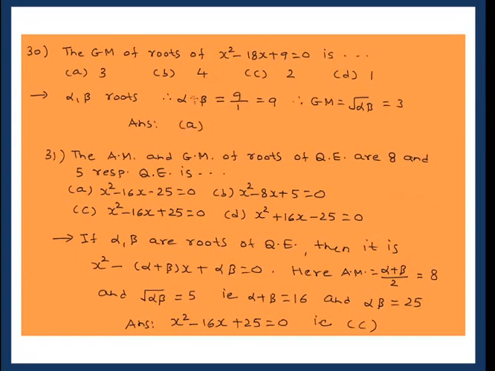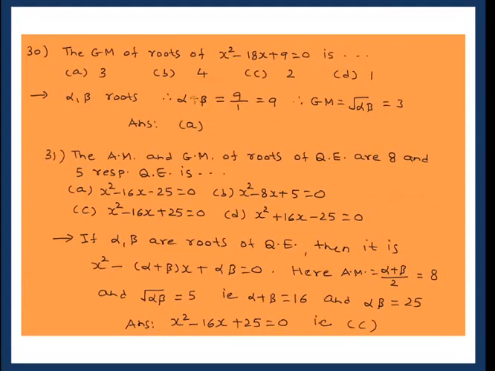The next one. The arithmetic mean and geometric mean of roots of a quadratic equation are 8 and 5 respectively, then the quadratic equation is... What is a quadratic equation? It is x square minus sum of the roots into x plus product of roots equal to 0. So if alpha, beta are the roots of the quadratic equation, then it is x square minus (alpha plus beta) into x plus alpha beta equal to 0.